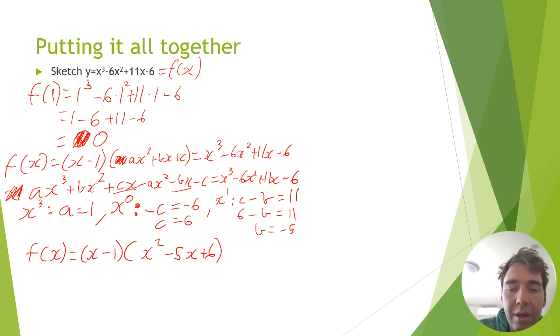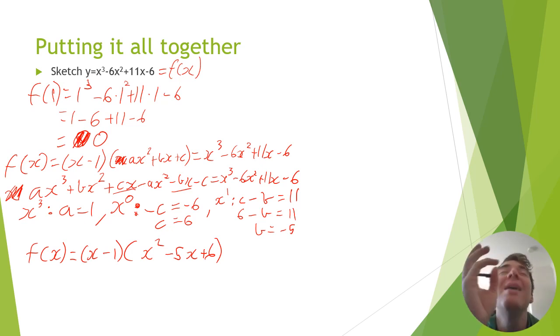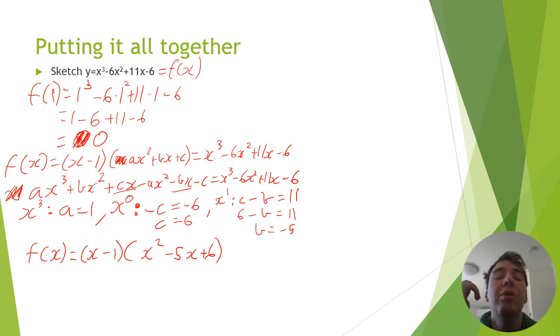And now let's have a ponder to ourselves. Are there factors of positive 6 in this quadratic part of my cubic? Can I factorize this? Are there factors of positive 6 that add to give me negative 5? Well, yeah, there are. There's negative 2 and negative 3. Negative 2 times negative 3 is 6. Negative 2 plus negative 3 is negative 5.